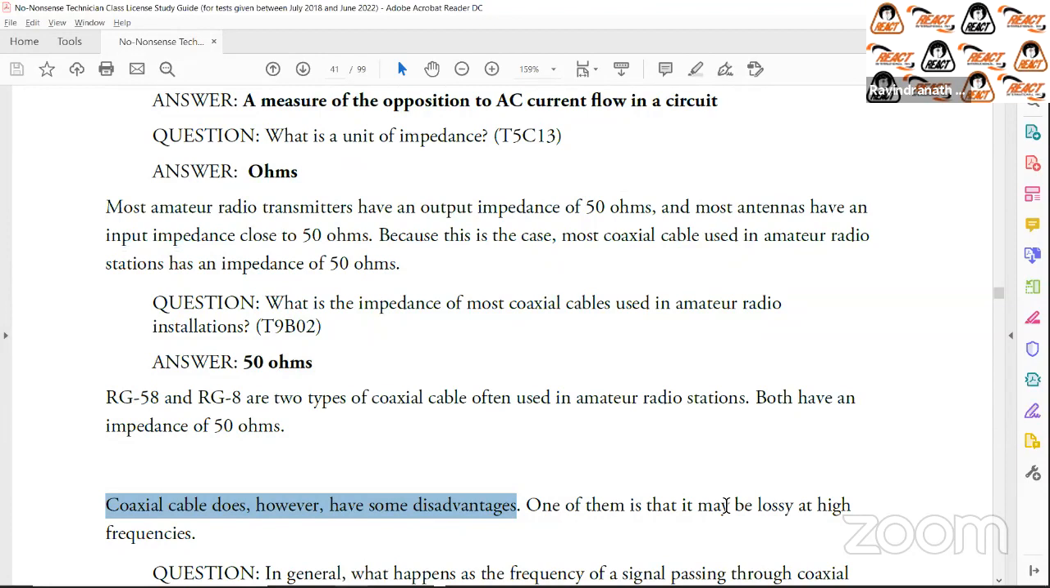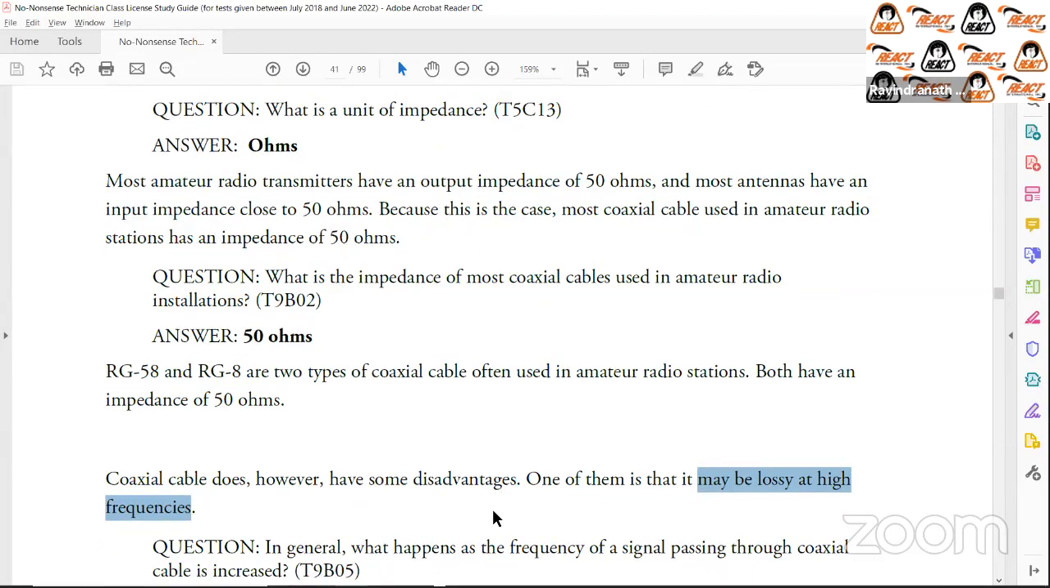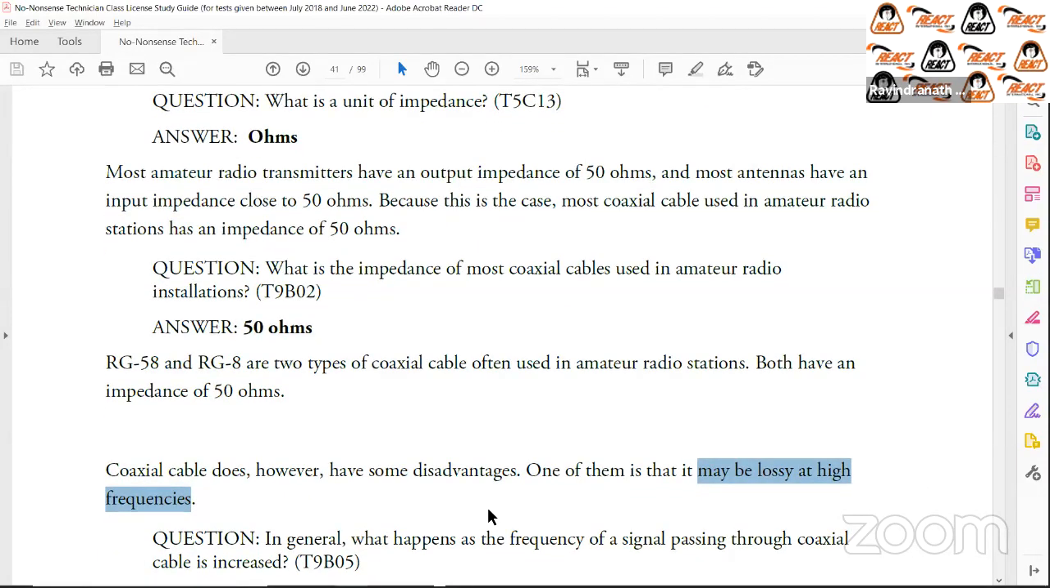Remember we looked at the loss chart for both RG58 and RG8. They are noting here for us that coaxial cable may be lossy at high frequencies. Remember we saw for UHF how lossy it was, especially for the RG58 cable.